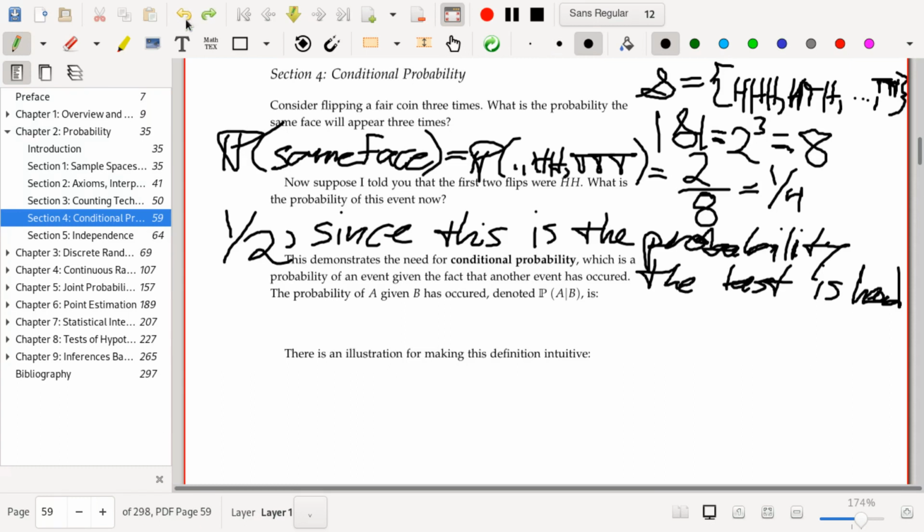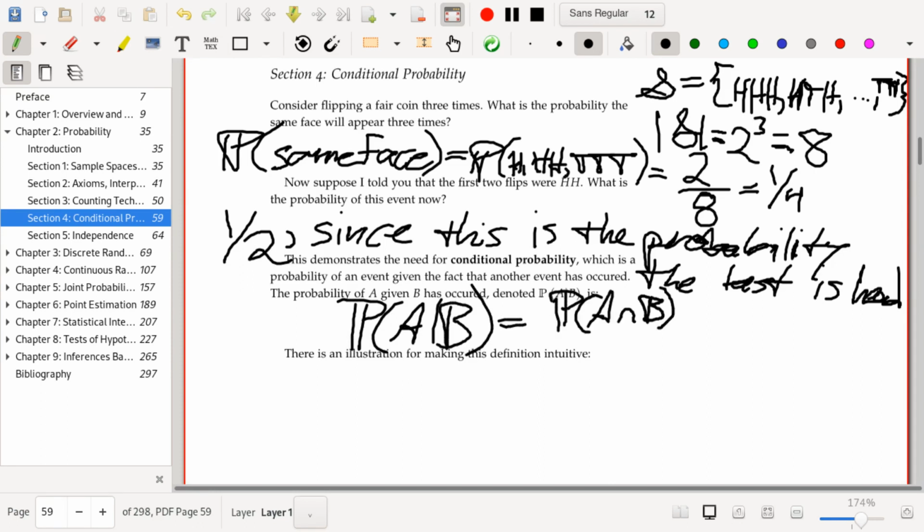So this demonstrates the need for what's known as conditional probability, which is a probability of an event given the fact that another event has occurred. So we describe the probability of A given B that has occurred, which is written as the probability of A given B. That's how we read out that mathematical statement. And the probability of A given B is going to be given below. The probability of A given B is equal to the probability of A and B, or A intersected with B, divided by the probability of B.